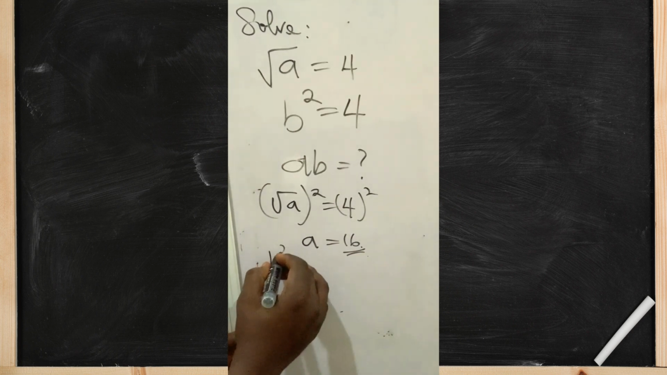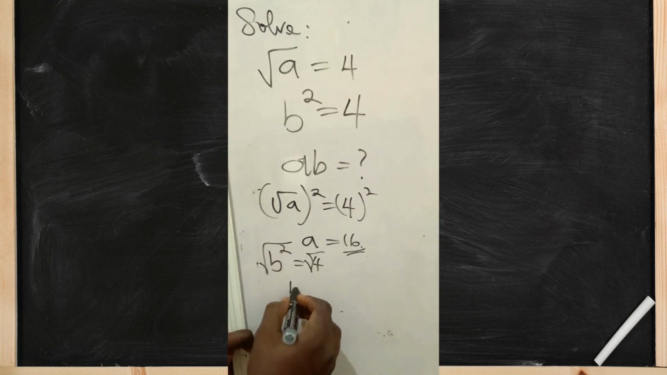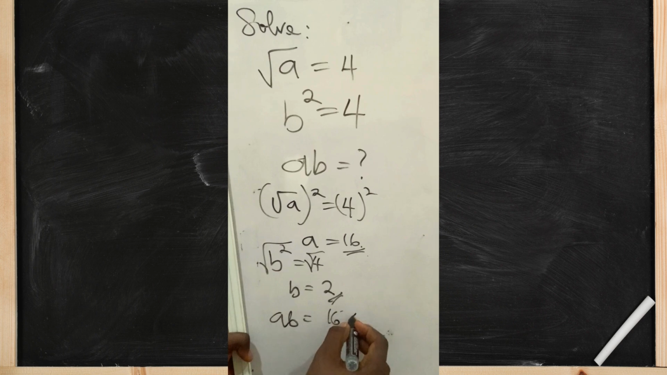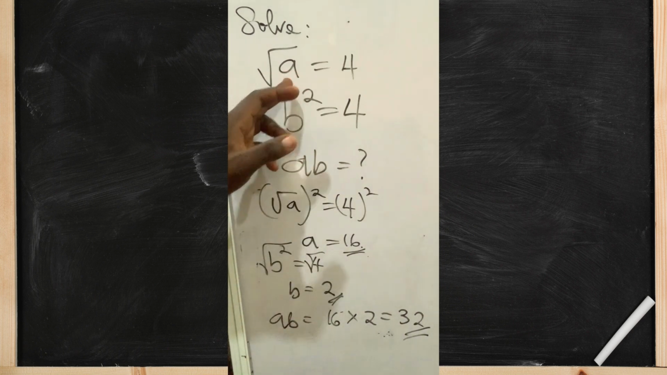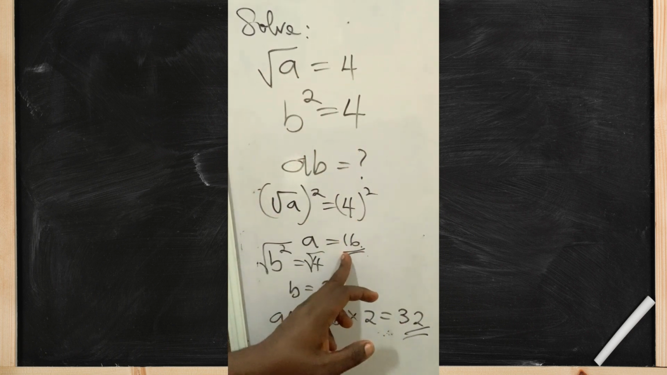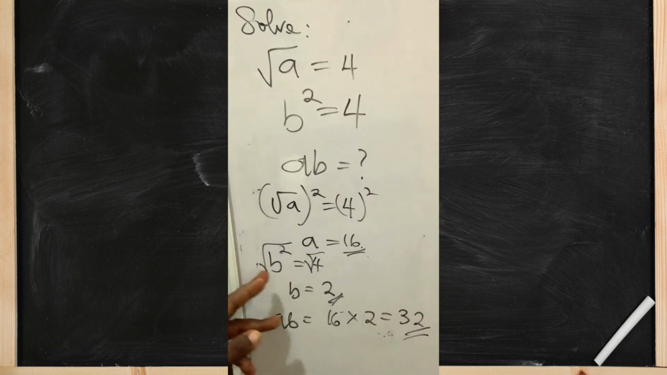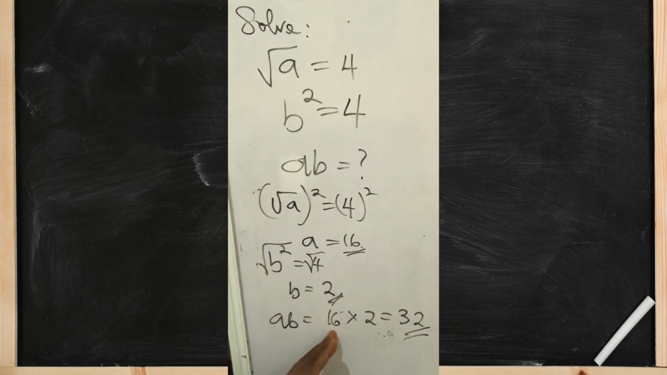Now if the square of b equals 4, you can find the root of both sides, then b equals 2, right? So ab will now equal 16 times 2, and the answer is 32. So with this, it is very straightforward. Square root of a, you square both sides in order for you to have a equals 16. Then b squared equals 4, then the square root of this. This is the square of this, and this is the square root of this to give you 2, and when you multiply out you get your answer.